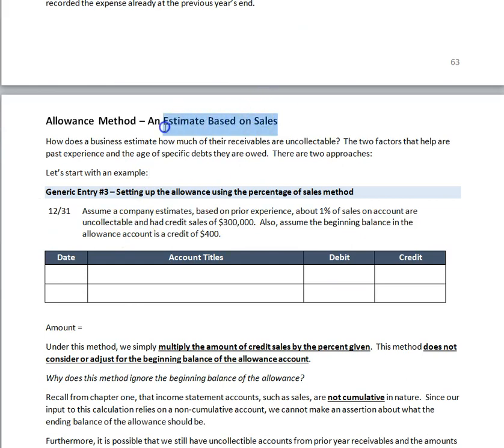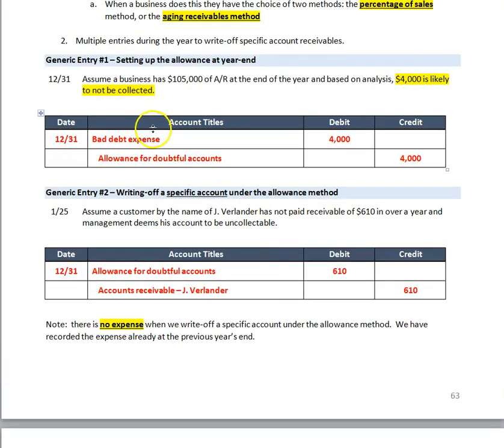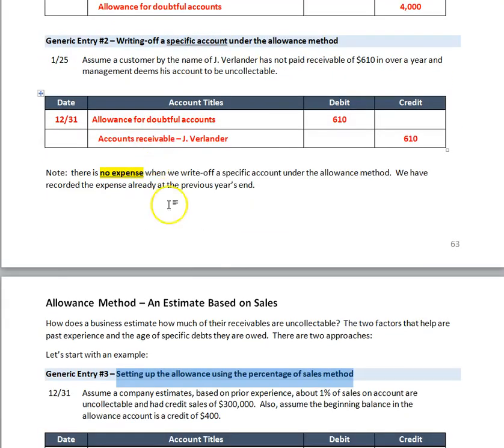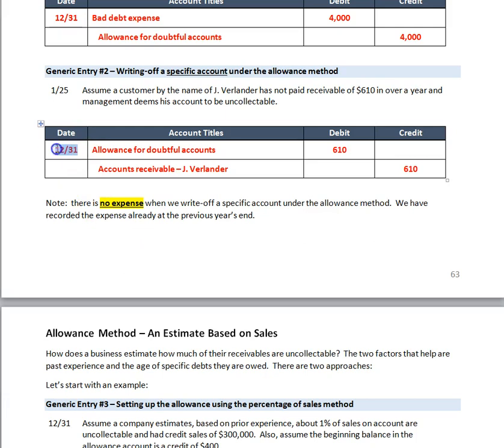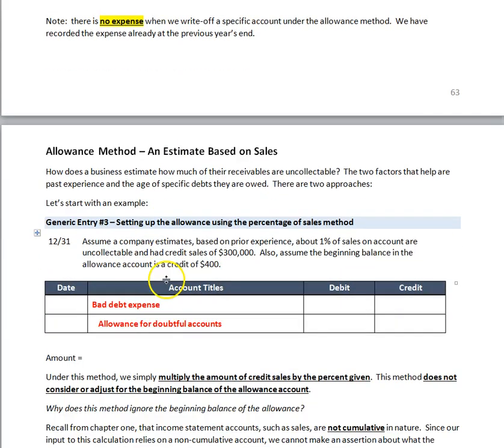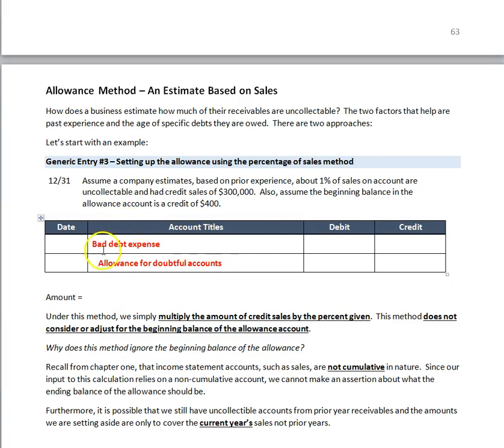Alright, so this is one of the two methods that we're going to learn. Here we're going to set up the allowance using the percentage of sales method. So we're going back, we're going to see a very similar entry to this one. We're setting up the allowance. So those are the two accounts. This isn't going to change. Second, I got to change that. And the date, this will be year end. This is the year end adjusting entry that they set up at year end.